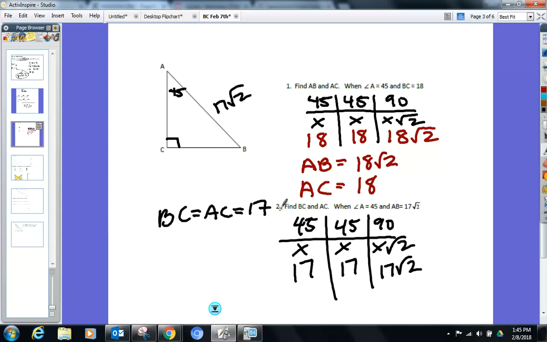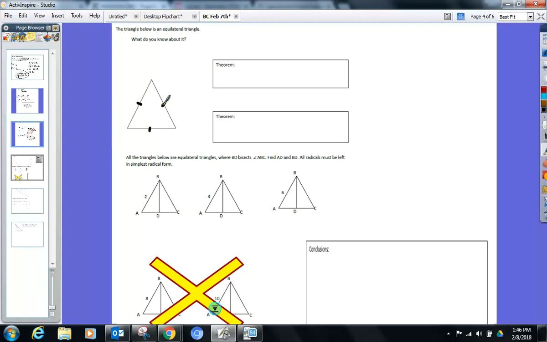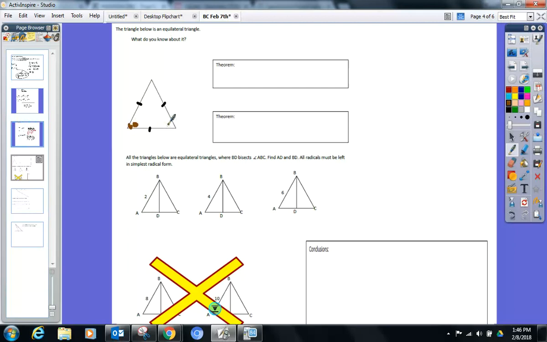That is an equilateral triangle. What do you know about it? Just start spouting off facts. Probably two in particular I'm looking for, but what do we know about it? All sides are equal. Yes, they are. All three sides are equal and all three angles are equal. Can we get a little more detail there? What are the angle measurements in an equilateral triangle? They're all 60. Perfect. So I got 60, 60, 60.